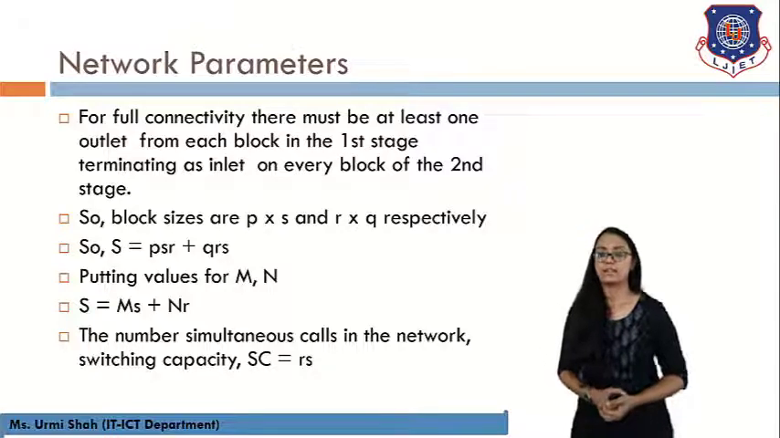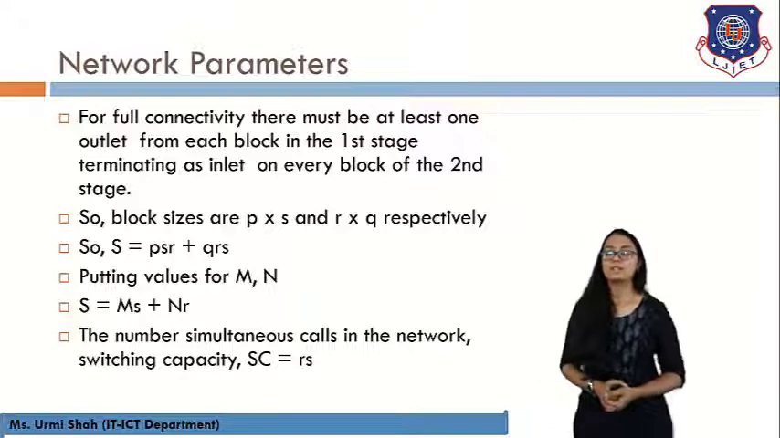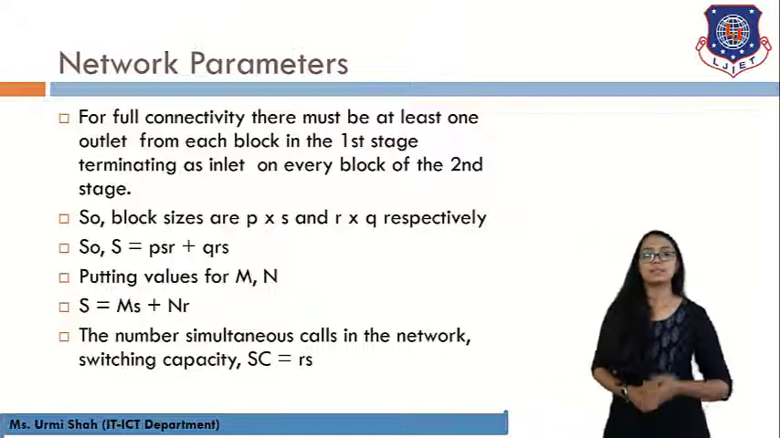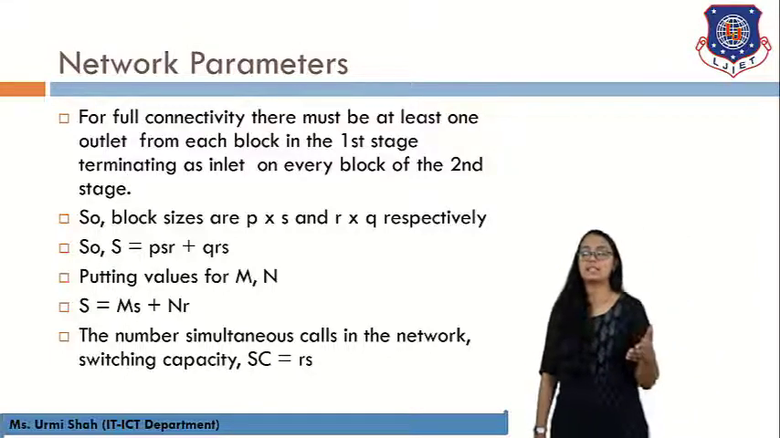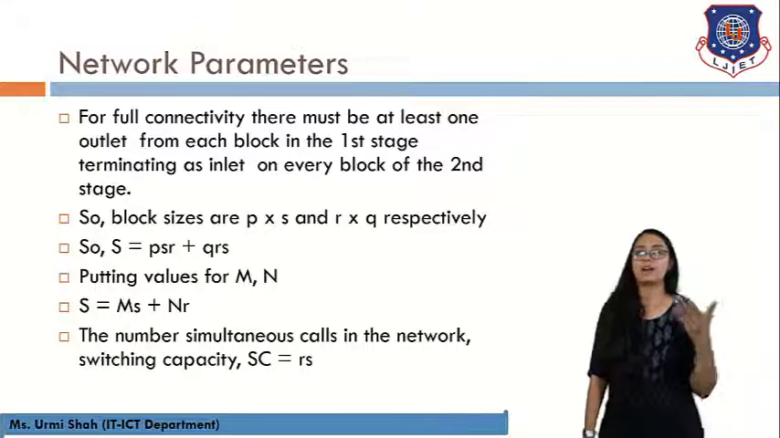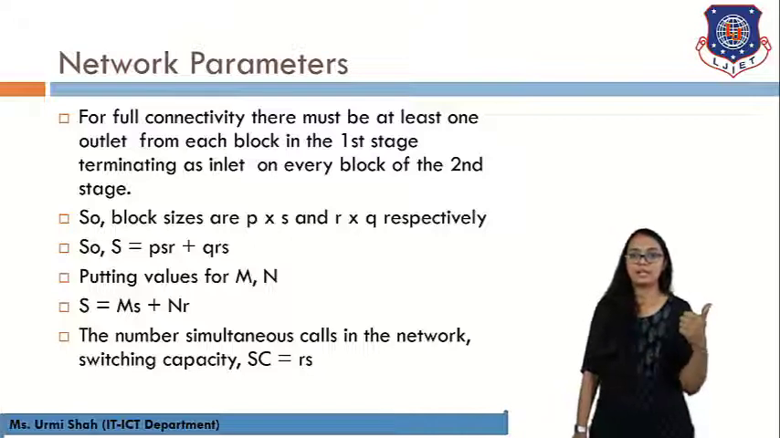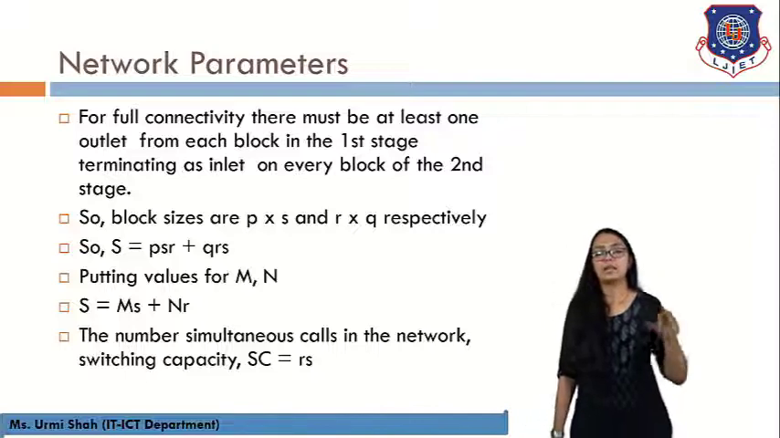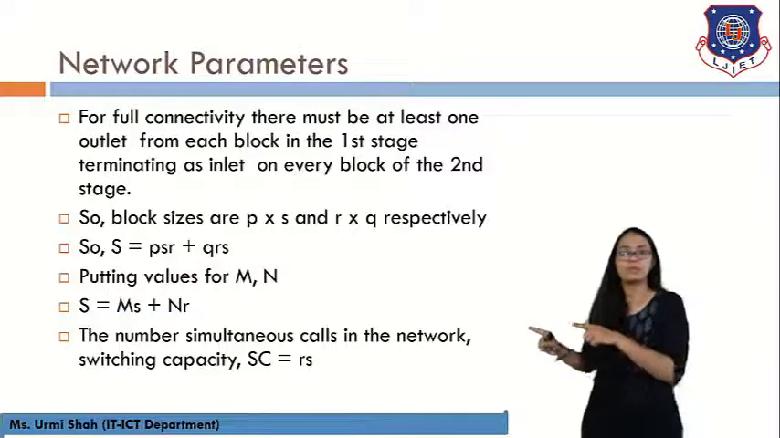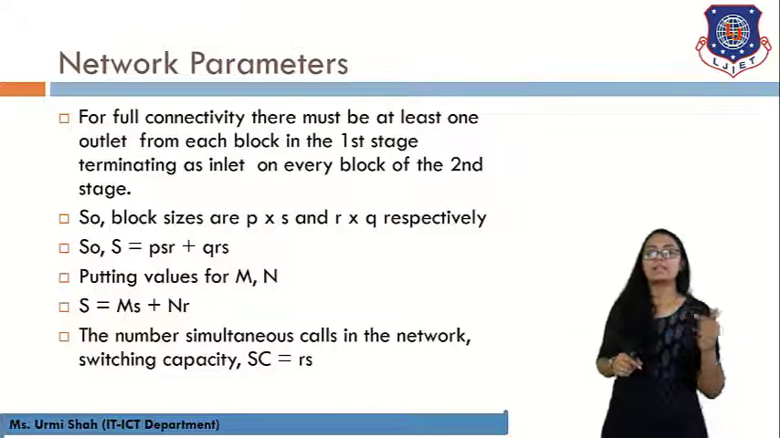So your switching capacity can be denoted as PSR plus QRS, where P is the number of inputs, S is the number of outlet side blocks, R is the number of input stages on the inlet side, and Q is the number of outlets per block. Putting in the values of M and N, the switching capacity can be denoted as MS plus NR.